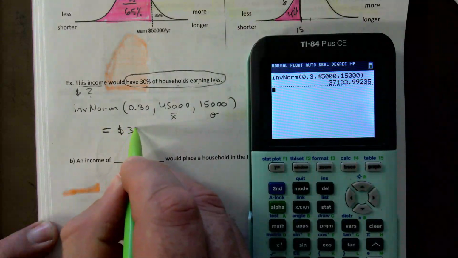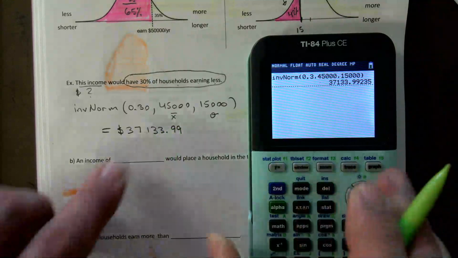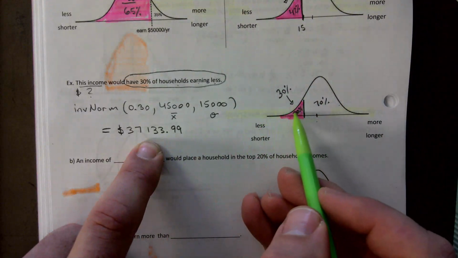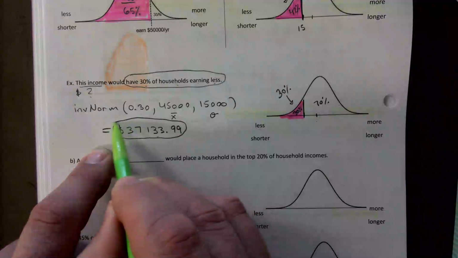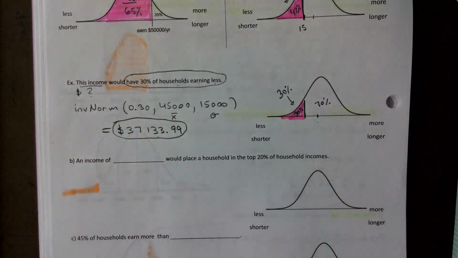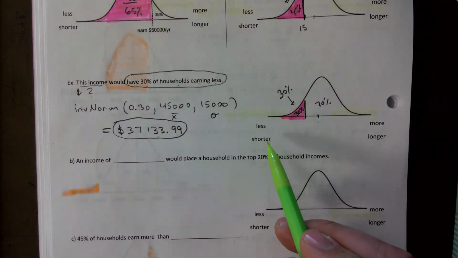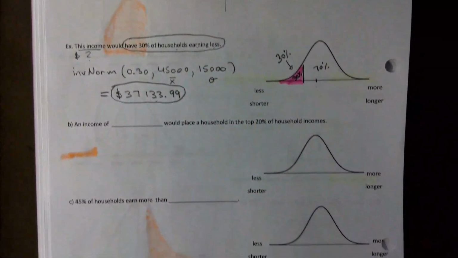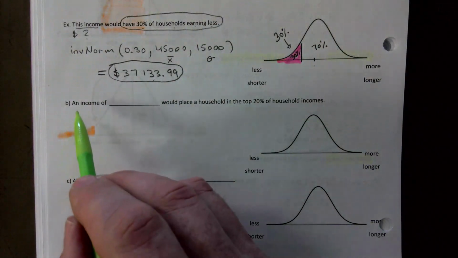So if you earned $37,133.99, that would mean that 30% of the families earn less than this. So this is what you're after. It's totally different than normal CDF. Okay? It doesn't ask for a percentage in this case. It's asking you for whatever the X value is. Let's do one more. At least one more, and then I want you to practice this going home, and then come back tomorrow with questions if you have them.